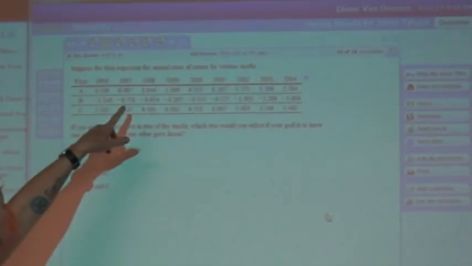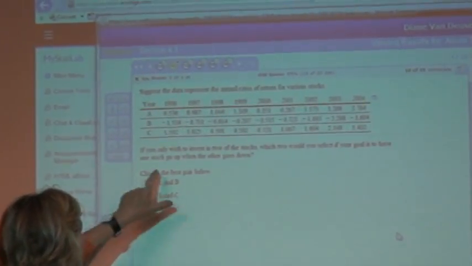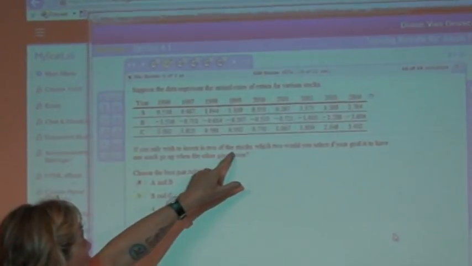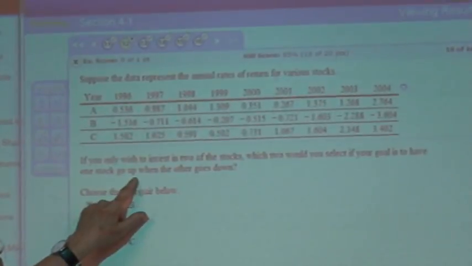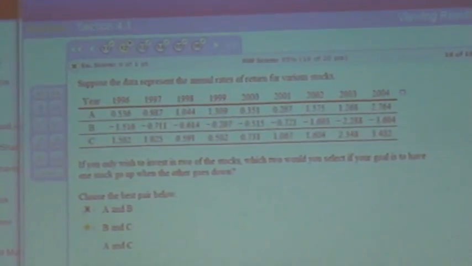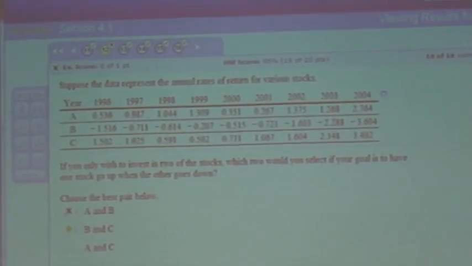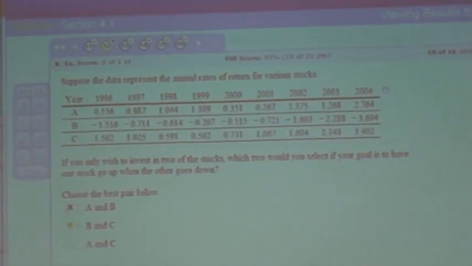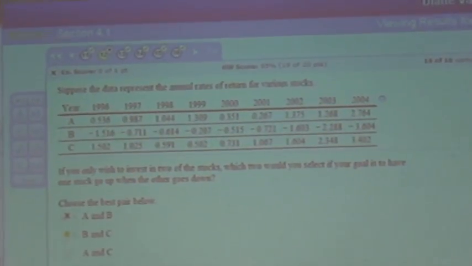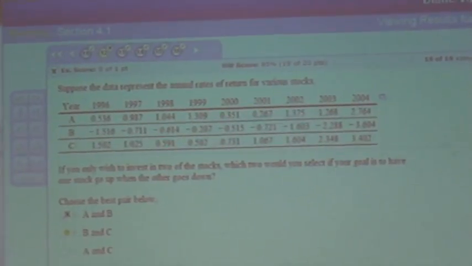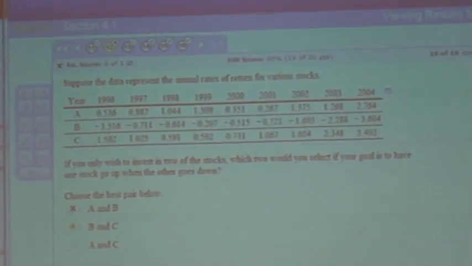So suppose the data represent the annual rates of return for various stocks. If you only wish to invest in 2 of the stocks, which 2 would you select if your goal is to have one stock go up when the other goes down? In other words, you want a rate of return from one or the other. If one is not doing well at all, you would want the other one to be going up, and vice versa. So that would be an inverse relationship.